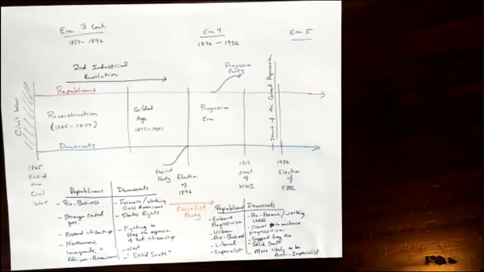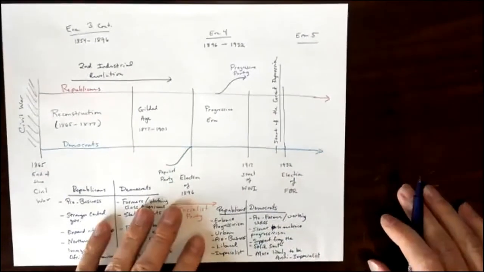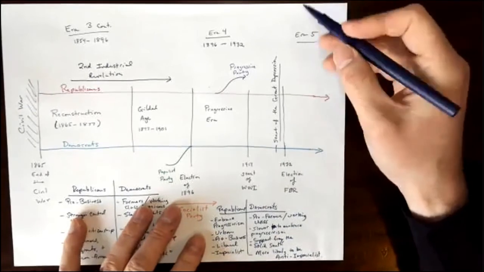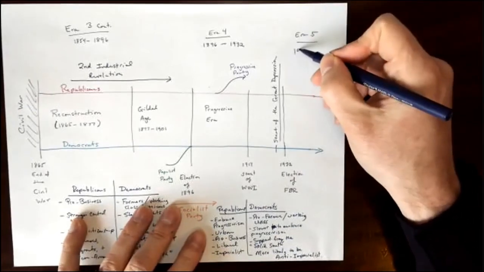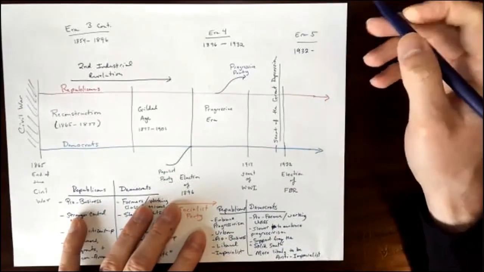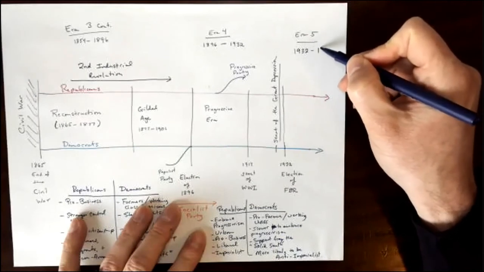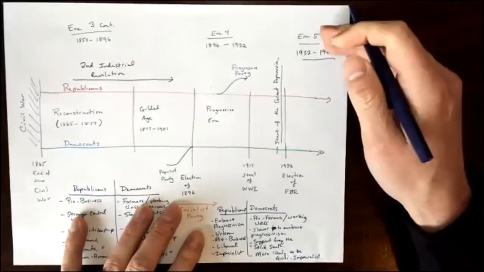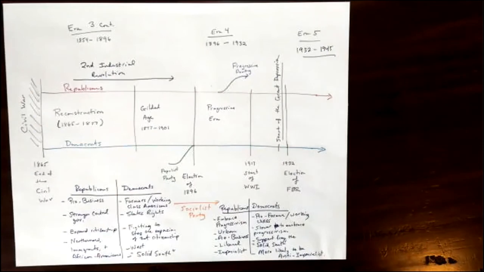The election of FDR represents a new era of political parties. And it's really 1932. I'm only going to take this to 1945 because that's all you need to know. We're going to stop our understanding of political parties there because nothing beyond 1945 is going to be on the test. But you need to know that FDR, his election, completely reshaped these political parties.